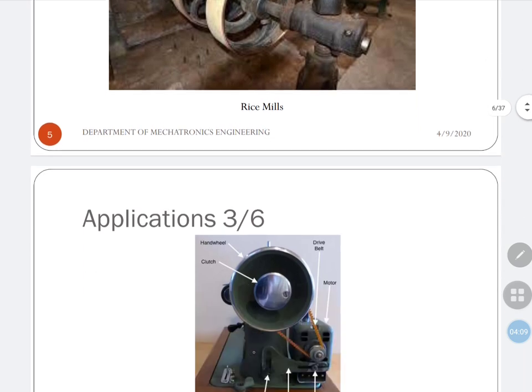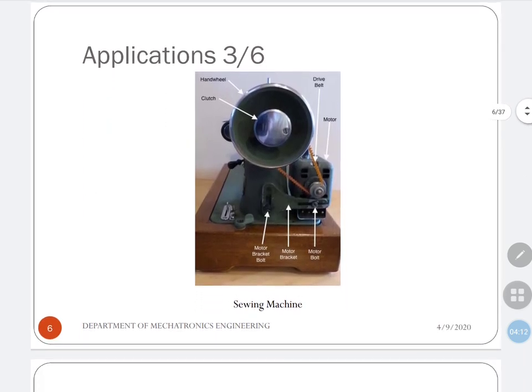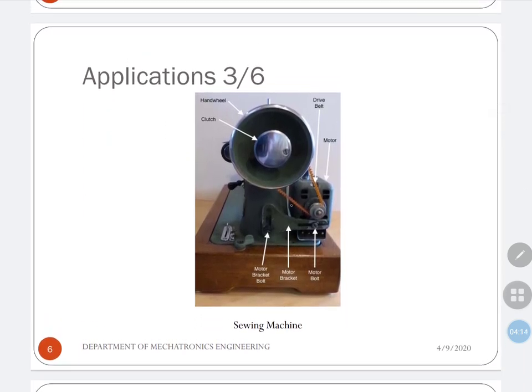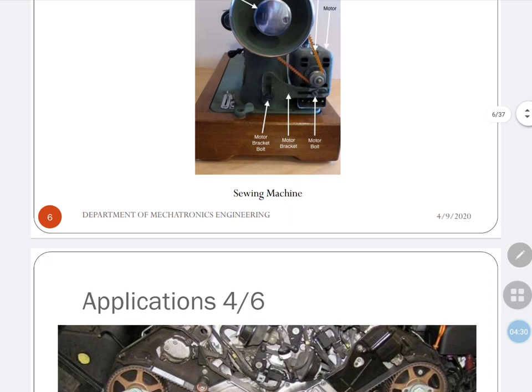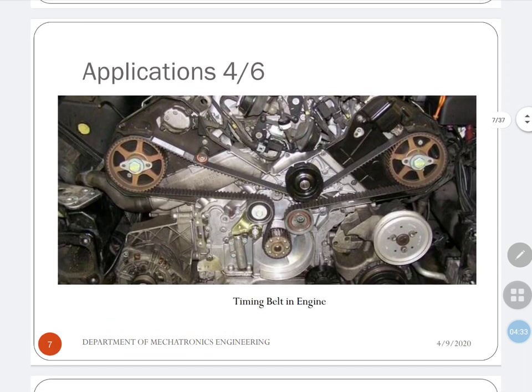Then the next application is the sewing machine. Here you can see the drive belt, which is connected to a motor, and the bigger pulley is connected to a shaft or the hand wheel. The next one is the timing belt in the engine. Many would have seen the timing belt in the engine.